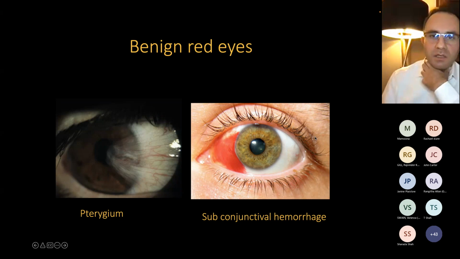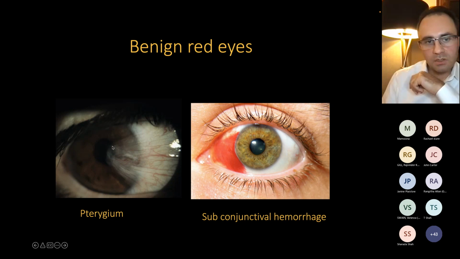So benign red eyes, very clearly, subconjunctival hemorrhage. If you see subconjunctival hemorrhage, you need to check blood pressure. The first thing to do, check for constipation, coughing, anything which can cause increased pressure in the upper part of the body. But most of the time, it has nothing to do with anything, and it just needs reassurance, no need for treatment.